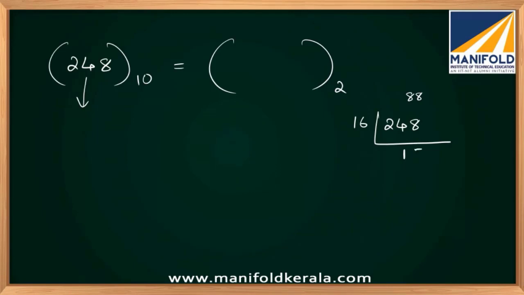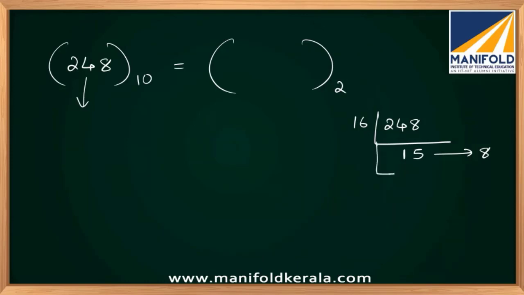1 day, 5 times, right? 5 times. So what is the remainder here? 8. Correct? Is this clear? 16 goes 5 times, that is 80. And what is the remainder? 8. Is that clear?